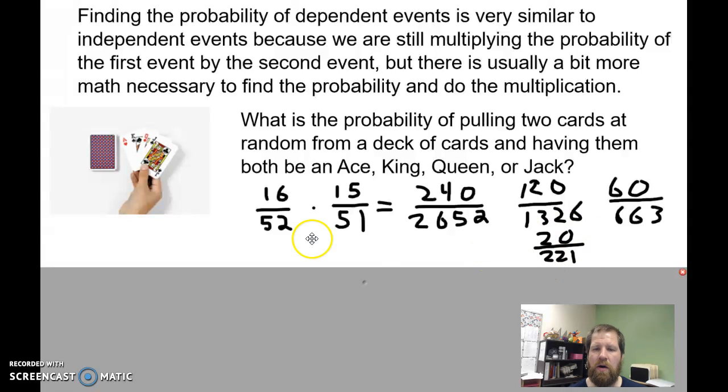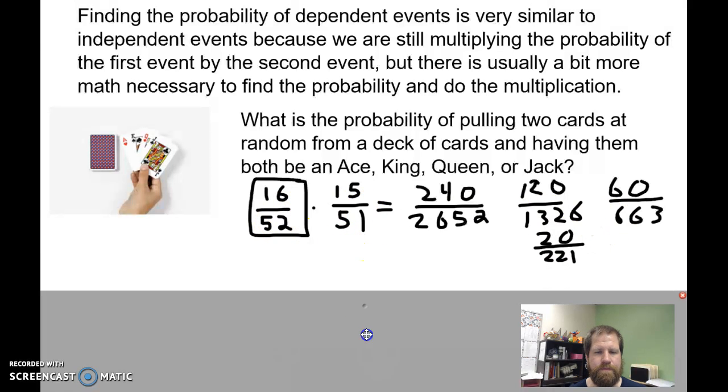Now, we did all the simplifying, and I did that partly to show you that you really want to simplify early. It would have been really easy for me to pull out a 4 from each of these and get 4 out of 13, and that would have saved me a couple of steps here. So try and simplify before you multiply. It'll make your job a little bit easier.